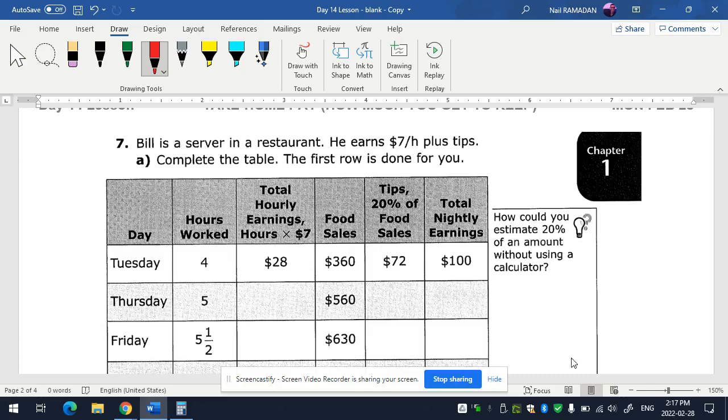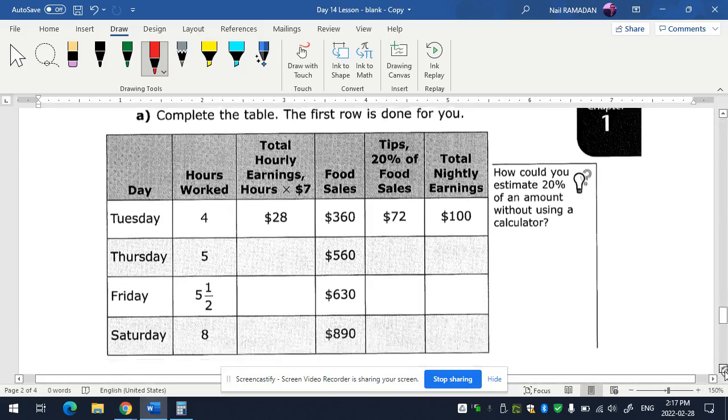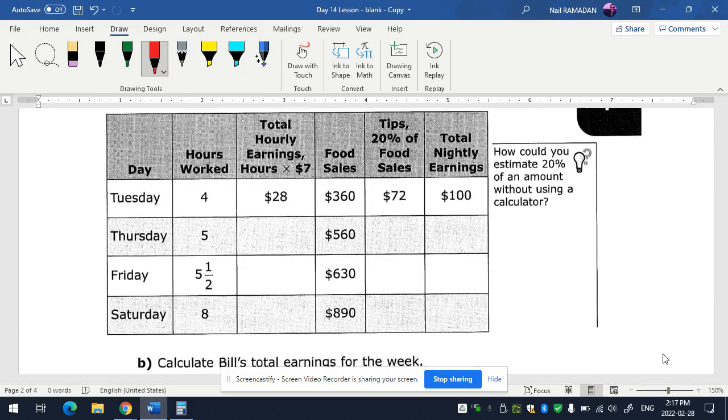So the first one is Thursday. Thursday he worked 5 hours. So at least he got 5 times $7. Everyone, I want you to write 5 times 7. That guarantees him $35, even if he makes no tip. Well, he served $560 worth of food, and the tips are how much?